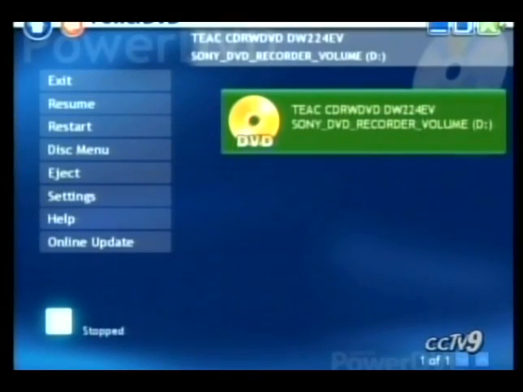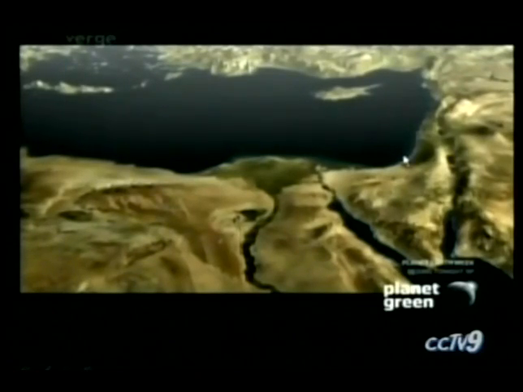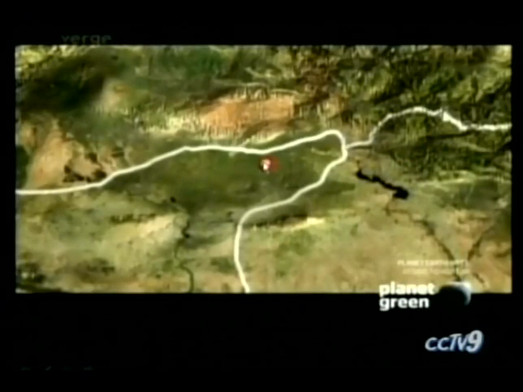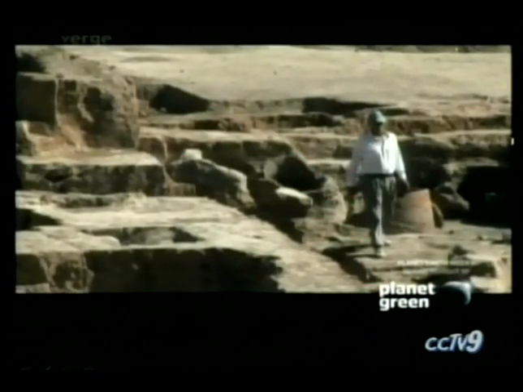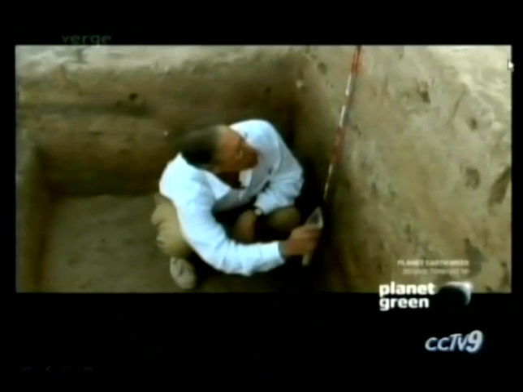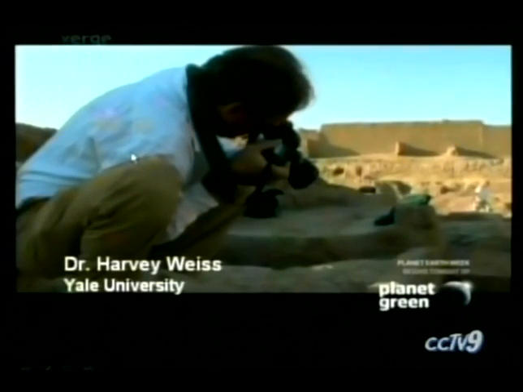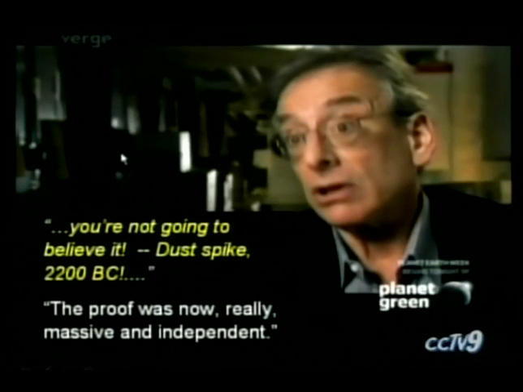Okay, well, catastrophic change in climate. Now we'll actually take a look at that in future, because we want to look at the importance of this particular dig of his, Tell Leilan. He's the professor who's uncovered this material, Professor Harvey Weiss, in this particular capital city, a layer of dust, a dust spike. It's confirmed by Peter deMenocal at Columbia University's labs, and Harvey Weiss has documented it perhaps more than anyone else. As he says from a phone call he received from Peter deMenocal, you're not going to believe it, dust spike, 2200 BC.